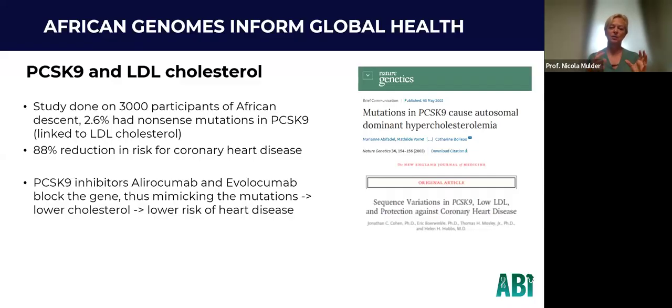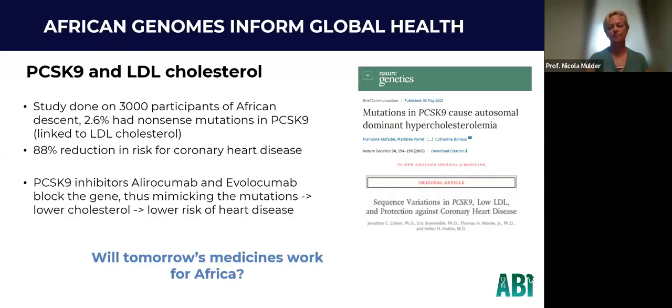When people were looking at this in other populations, for example, in Europeans who don't have this change, they thought, how do we use this information to reduce the risk of heart disease in these Europeans? And that part of the genome that was knocked out, it turns out there's a drug against it that can mimic the change that you see in African populations and reduce the risk of heart disease in Europeans. So this is a well-known example of where studies on African populations have actually benefited global health.